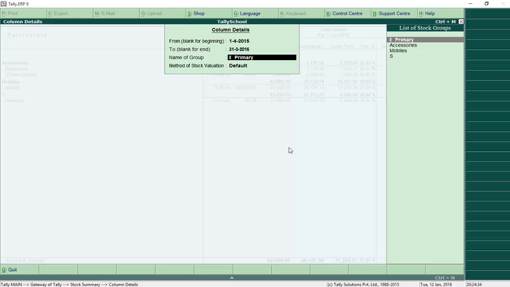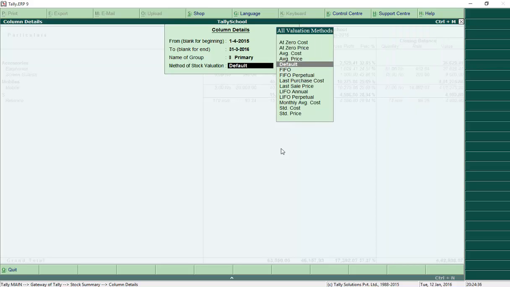So I select all the stock groups, so we have to select Primary, and this is the method of valuation, stock valuation. In most businesses, the FIFO method of valuation is used, but in some businesses LIFO is also used. There is the fashion business, so if you want to use LIFO, you can use LIFO. You can use average price if you want to use that. Many businesses use average cost also, average price also.